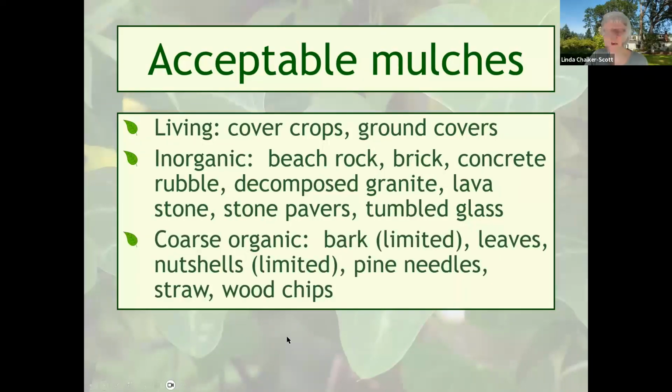And then we've got things like coarse organic mulches. I'll mention bark and nutshells in a little bit. And you see I have that put there as limited, and I'll explain why. Leaves, pine needles, straw, and wood chips are things that are good choices, some better than others, but these ones are what I would consider to be acceptable.